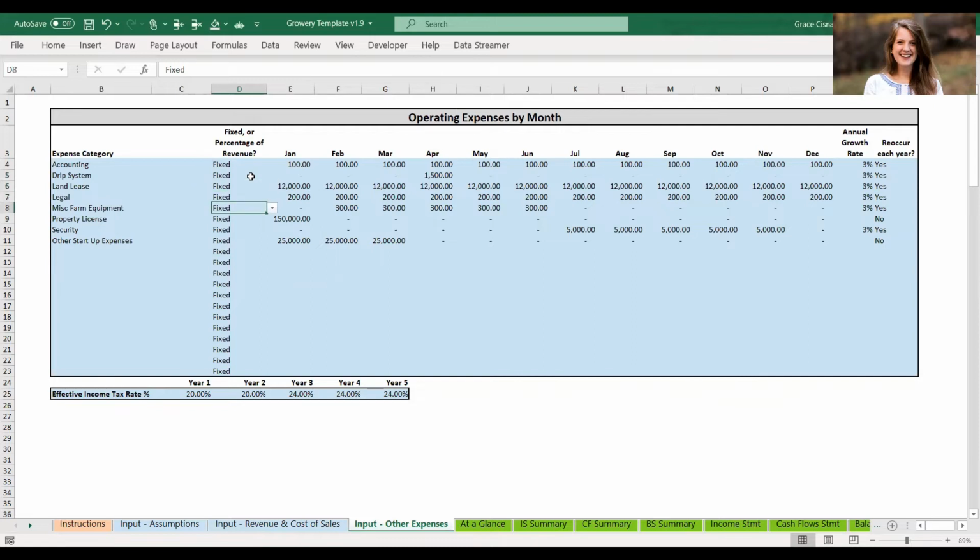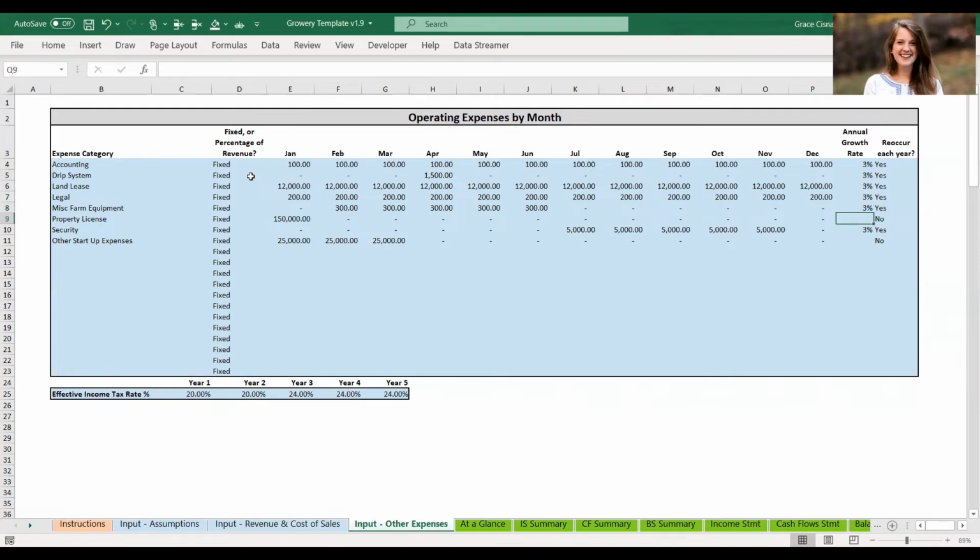Most of your expenses I would think would be fixed, and we've got some examples here. For example, we have miscellaneous farm equipment. So in February through June of the first year, we're assuming that there's going to be about $300 per month of miscellaneous farm equipment, trowels, gloves, shovels, whatever it may be for your farm equipment. And then you've got some options here. So we ask you, does this expense reoccur each year? Well, yes, miscellaneous farm equipment, we're going to be farming every year. So we're going to say yes to that expense reoccurring each year. And if you do say yes, then you can enter an annual growth rate. So it's going to grow at 3% per year.